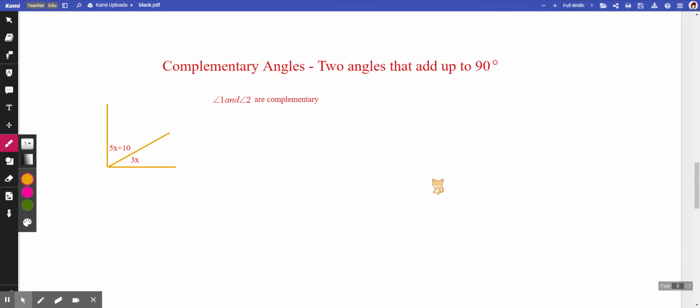When we solve problems using complementary angles, this is angle 1 and this is angle 2. If we know that angle 1 and angle 2 are complementary, then I know that the measures add up to 90 degrees. So I just substitute my two given algebraic expressions into that equation. I have angle 1 plus angle 2 equals 90 degrees, and then I'm just going to solve my equation.